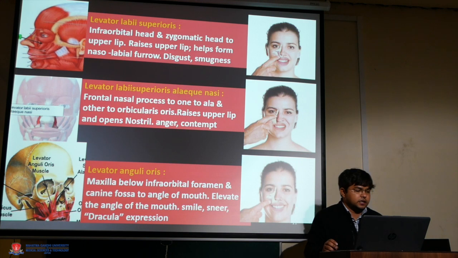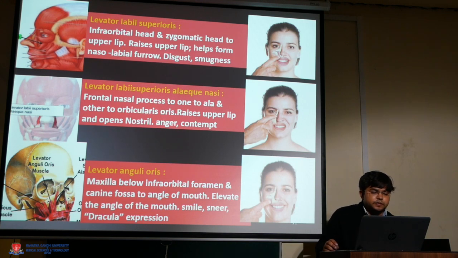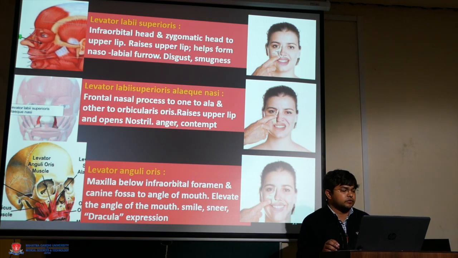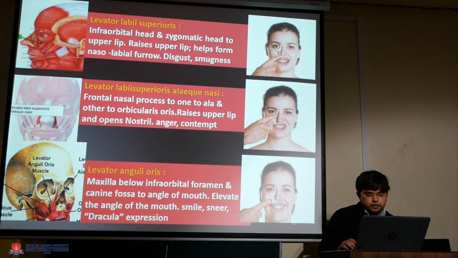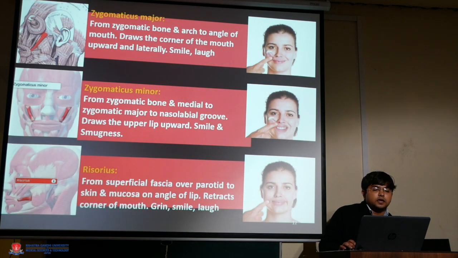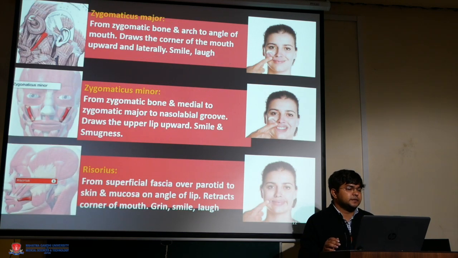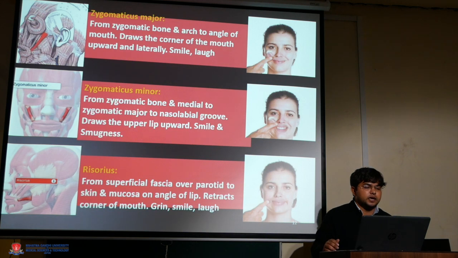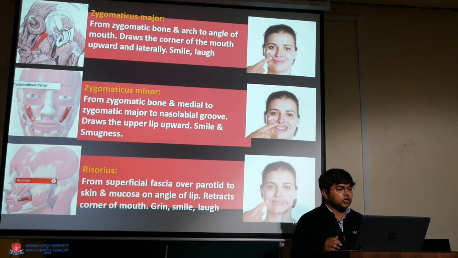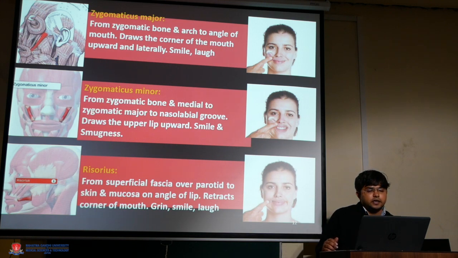The third muscle is levator anguli oris. This muscle originates from the maxilla below the infraorbital foramen and canine fossa to the angle of the mouth. The action of this muscle is to elevate the angle of the mouth in a smile, like the Dracula facial expression. The zygomaticus major muscle originates from the zygomatic bone and arch to the angle of the mouth. The action of this muscle is to draw the corner of the mouth upward and laterally in smile and laugh.